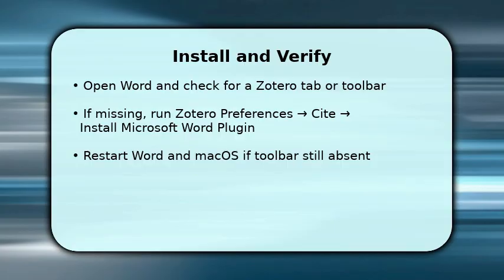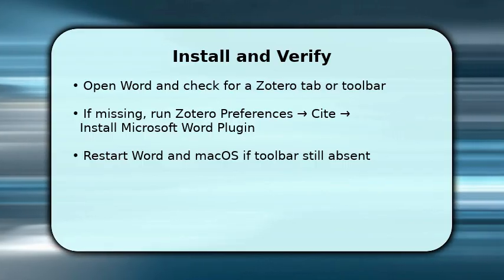That's the connector working. If you don't see it, switch back to Zotero and in Preferences, right arrow Site, right arrow Word Processors, click Install Microsoft Word plugin again to force write the add-in.